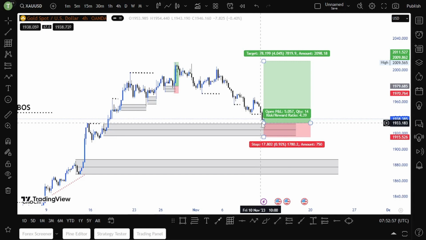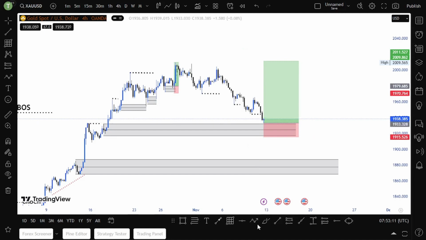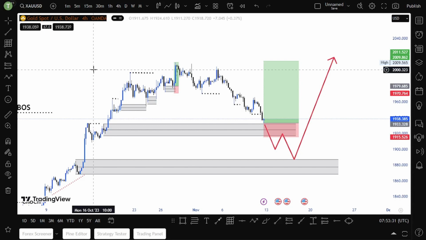If price doesn't respect this demand zone, then we wait for price to pull back, and then we buy at the second demand zone. So these are the two demand zones that I target. But for now, on Monday, I will be buying at this first demand zone. That is where I will be buying.